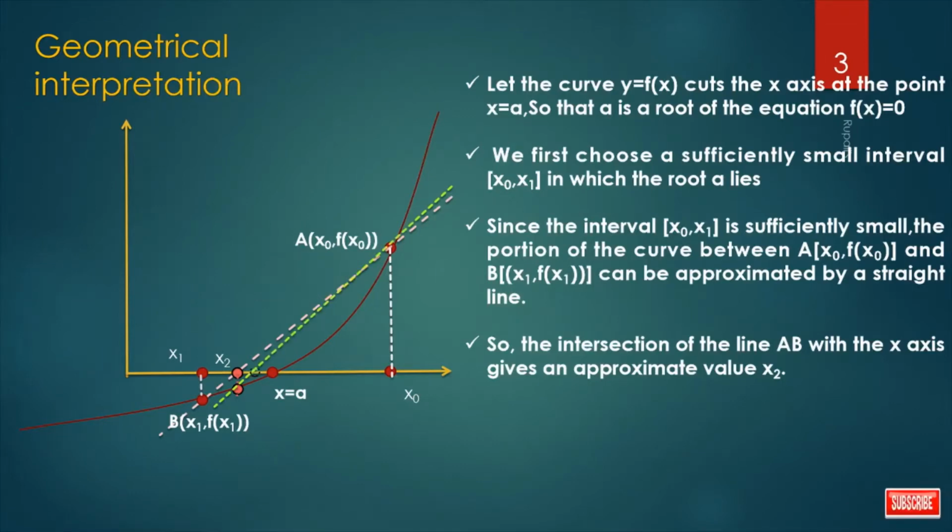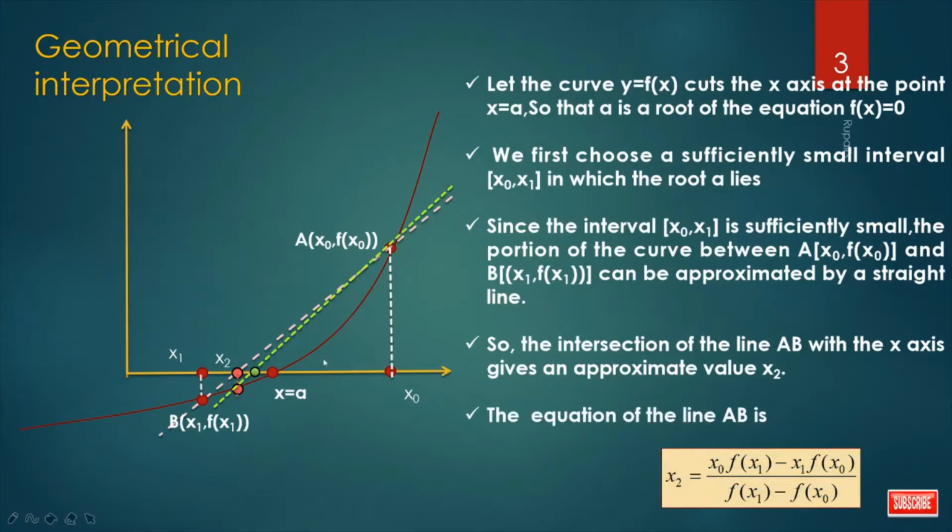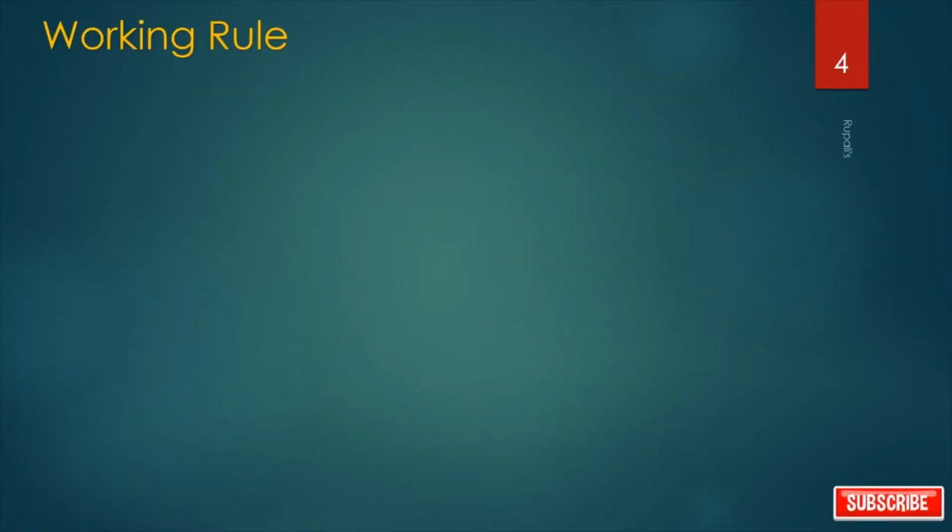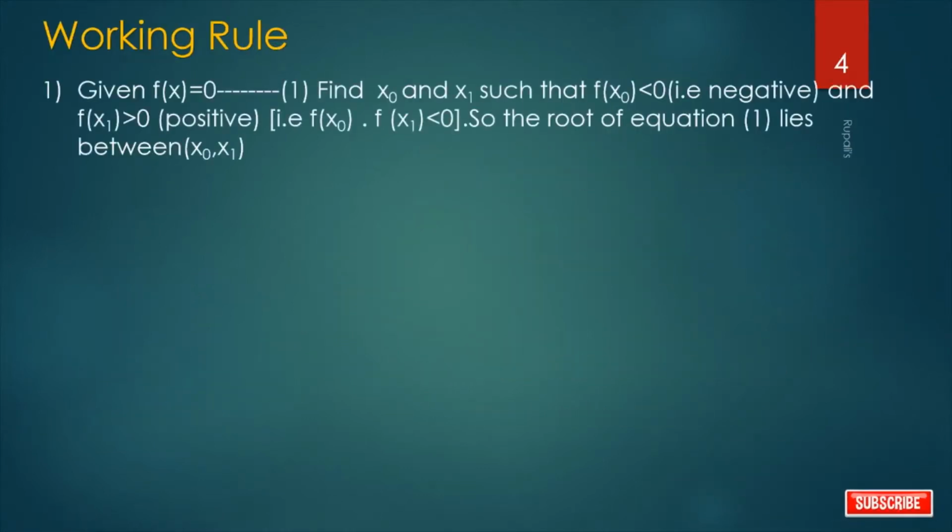So, the equation of the line AB gives x2 = (x0 f(x1) - x1 f(x0)) / (f(x1) - f(x0)). Working rule. Given f(x) = 0, find x0 and x1 such that f(x0) is less than 0, that is negative, and f(x1) is greater than 0, that is positive. That is f(x0) times f(x1) is less than 0. So, the root of this equation lies between x0 and x1.